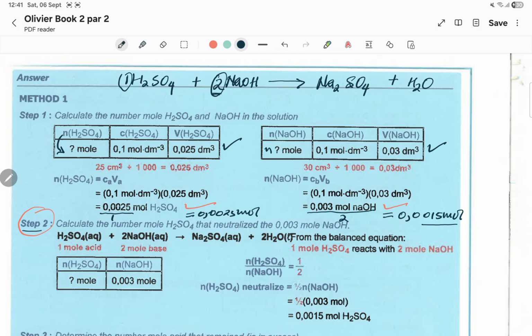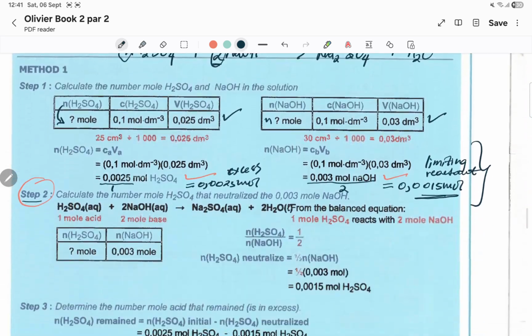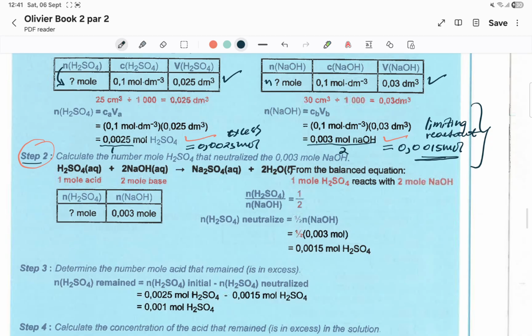So this one, it should be a limiting reactant. So this one is the limiting reactant. This one is in excess. So now if you look at this step 2, we need to calculate the one which is reacted. We are going to use the ratio. So I know step number 2.